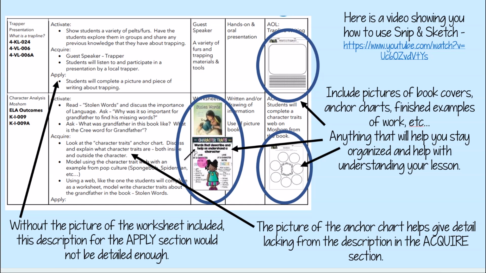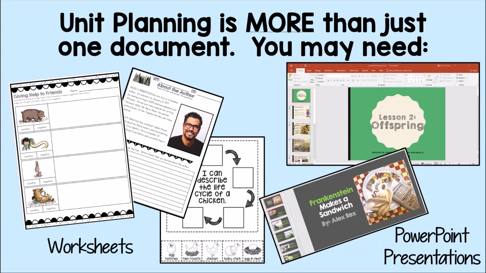That's why I can just write, "look at the character traits anchor chart." I don't have to describe anything else because I have a picture right here. Okay. So again, I'm going to say this again, but I have already said it in this video. Without the pictures of the worksheet that's included here, then writing "worksheet" is just not enough information. So you'd have to actually explain it. Okay.